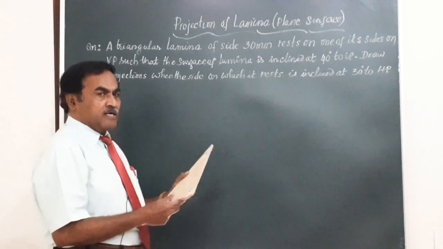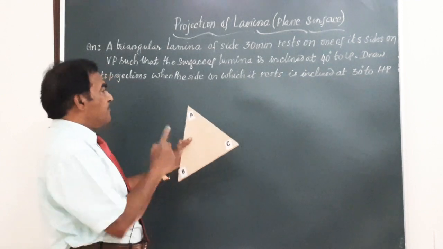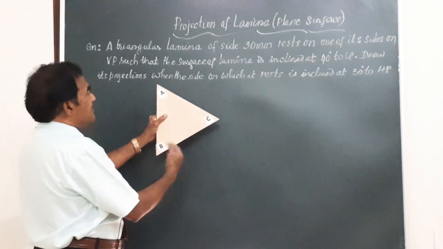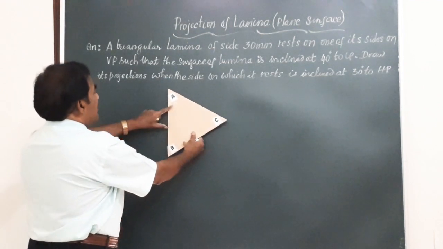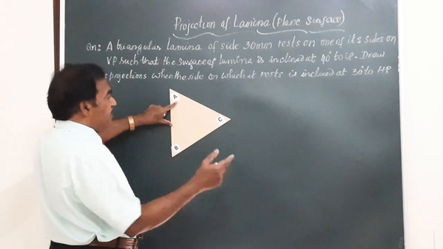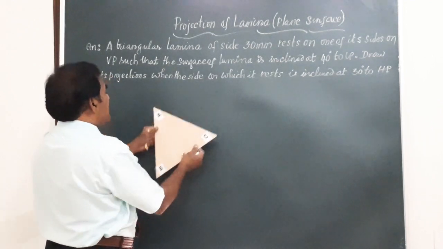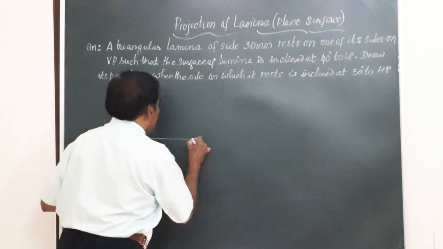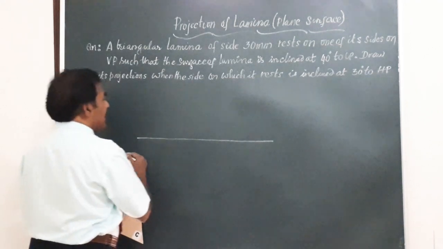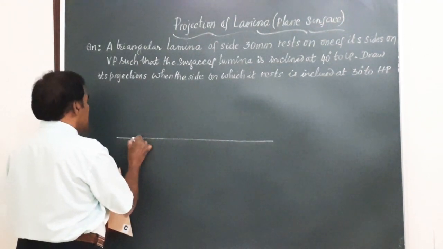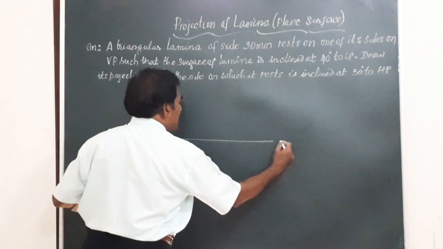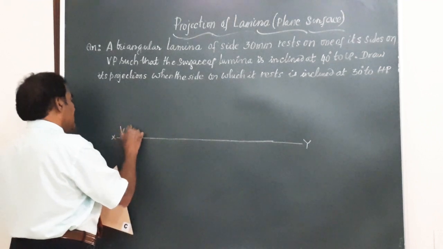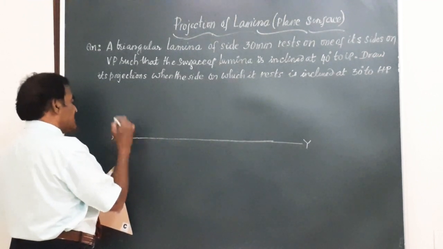So, friends, let us commence the problem by drawing the front view of this lamina, which is an equilateral triangle, such that one of the sides of the lamina is to the left side of the observer, and obtain its front and top view. To start the problem, I just write down the XY line, which indicates the line of intersection of VP and HP, and indicate on this the VP and HP. VP and HP marked like this indicates first angle projection.